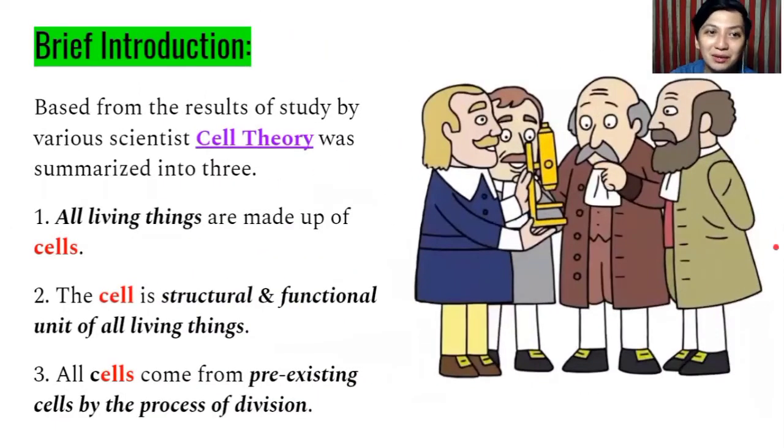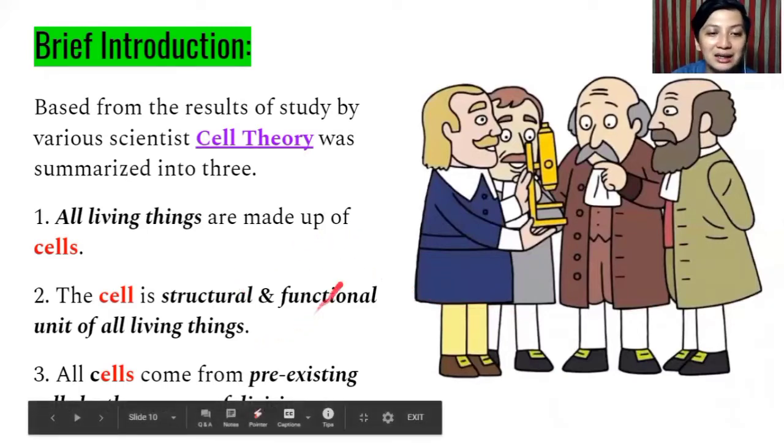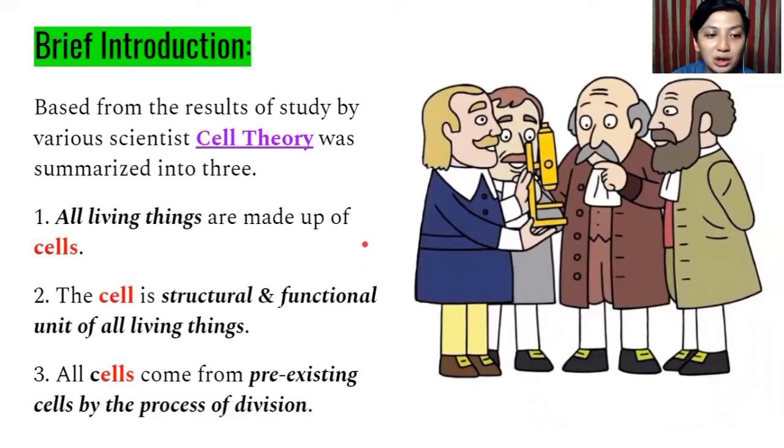Okay, so as a brief introduction, based on the results of the study by various scientists, cell theory was summarized into three. Number one, all living things are made up of cells. Correct. Living things only, okay? Number two, the cell is the structural and functional unit of all living things. Then number three, all cells came from pre-existing cells by the process of division. So do not forget the three important things about cell theory, okay?